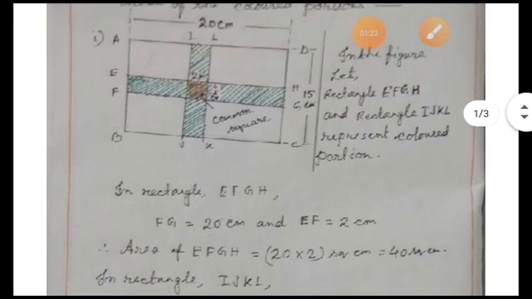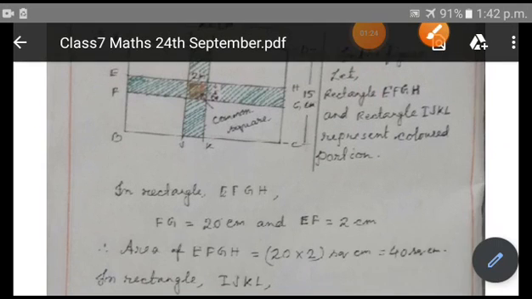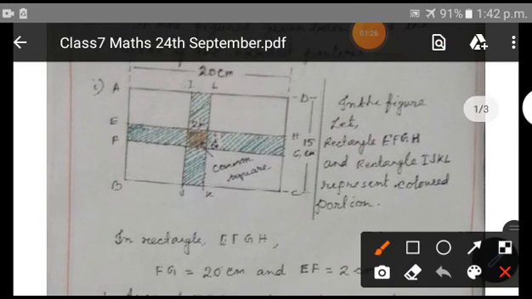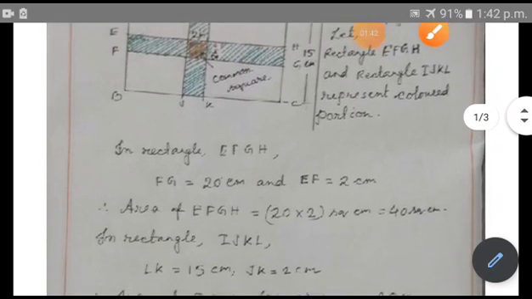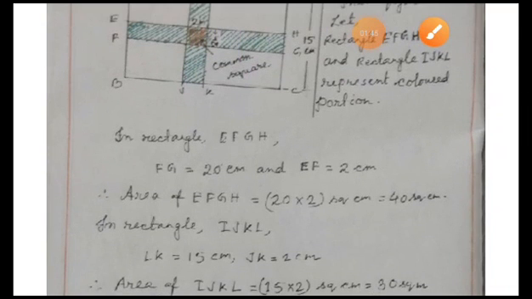Now for the vertical rectangle, just have a look at the diagram. For the vertical rectangle, that means this rectangle IJKL, the length will be equal to 15 centimeter and the breadth will be equal to 2 centimeter. So again we calculate the area of rectangle IJKL, that is 15 into 2, that is 30 square centimeter.